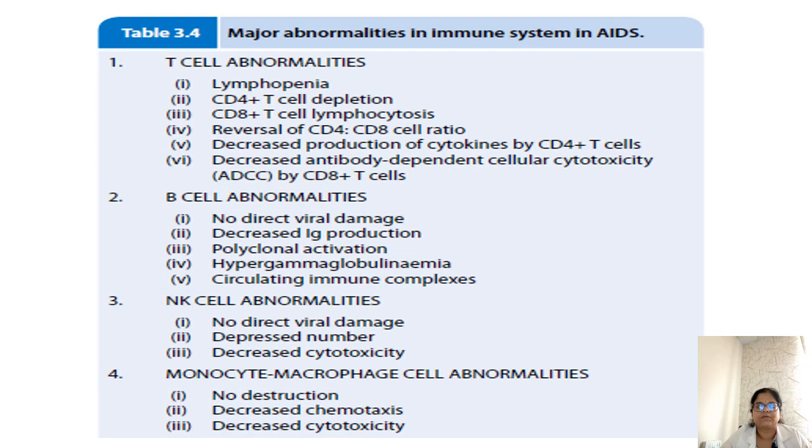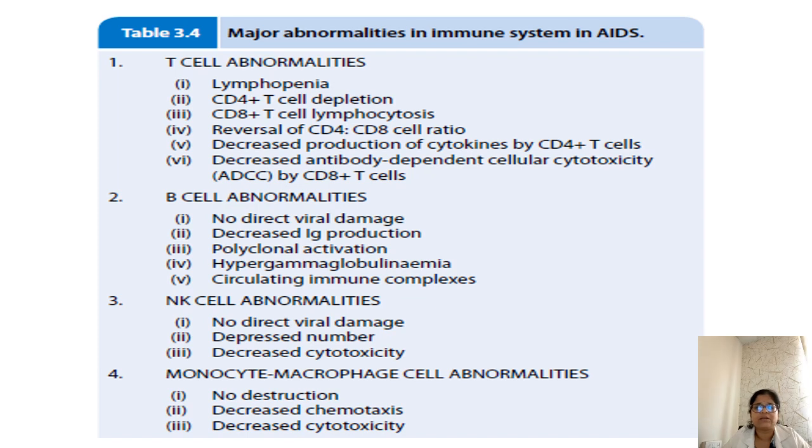As we all know, the major abnormalities in the immune system in AIDS would be the T cell abnormalities, contributing to lymphopenia, CD4 plus T cell depletion, CD8 T cell lymphocytosis, reversal of the CD4 to CD8 T cell ratio, decreased production of cytokines by the CD4 plus T cells, and decreased antibody dependent cellular cytotoxicity, that is ADCC, by the CD8 plus T cells.